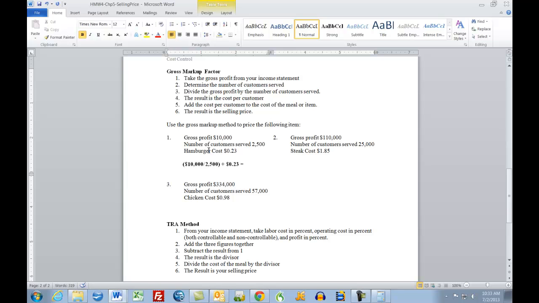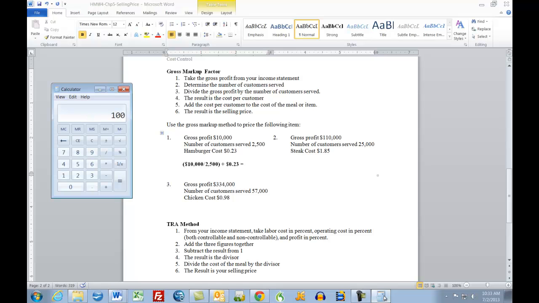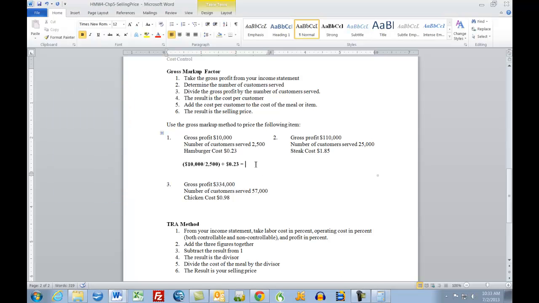I would have to say convenience foods. Usually the cost is very low. Alright, so when you take 10,000 and divide it by 2,500 customers, we get a cost per customer of $4. So what you want to do is take the cost per customer and add it to the cost per meal, which is the hamburger cost. So that would give us a selling price of $4.23.